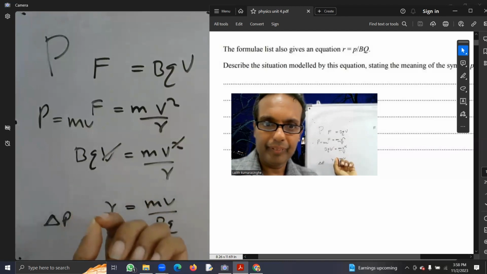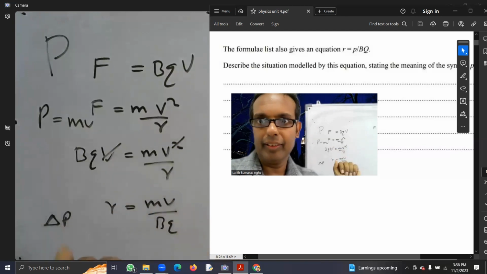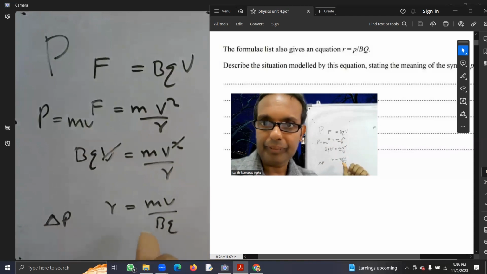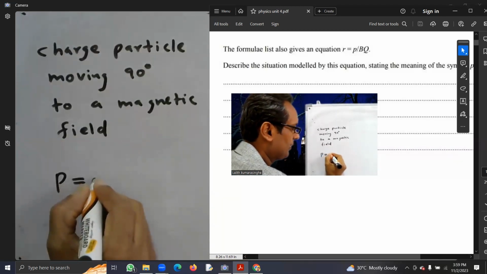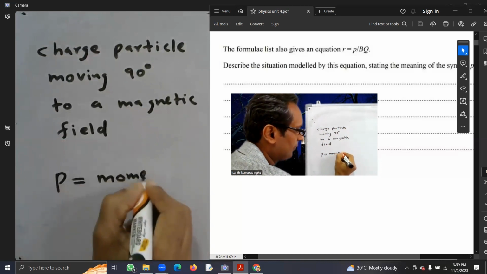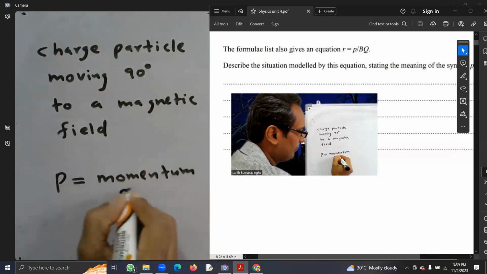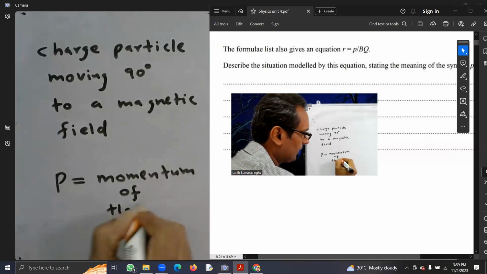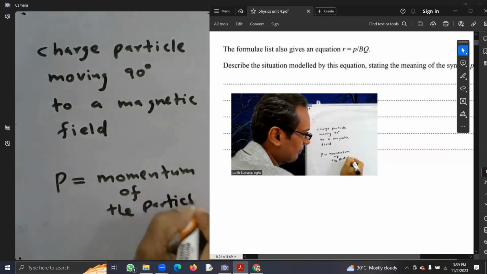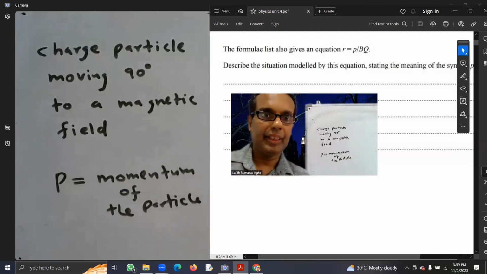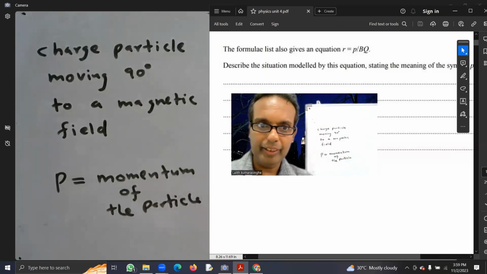So the answer will be, they're asking what is the situation? The charged particle moving in circular motion inside the magnetic field. Then say mv is the momentum. Charged particle moving at 90 degrees to the magnetic field. p is the momentum of the particle.